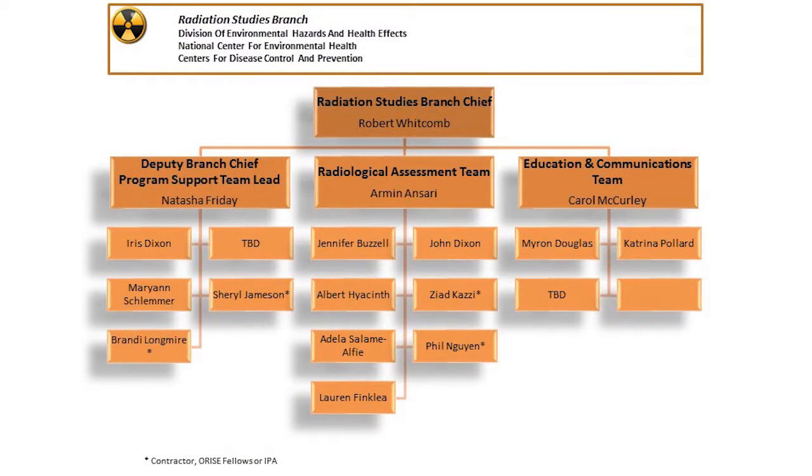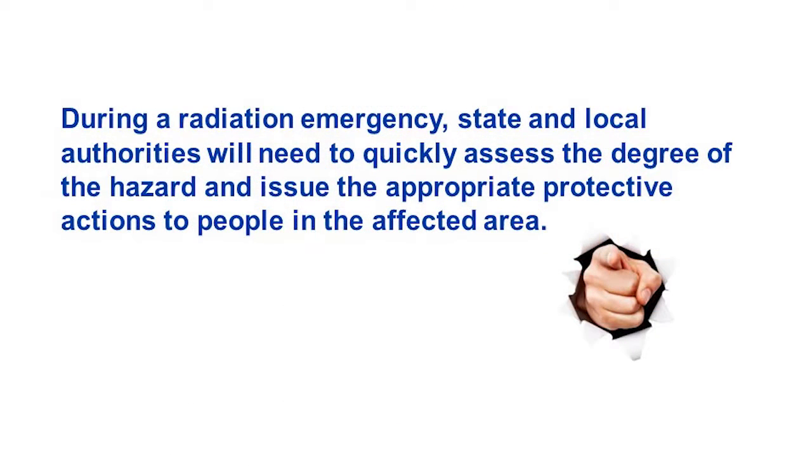Just to give you an idea, I have the organization chart for my branch, the Radiation Studies branch. We're part of the National Center for Environmental Health. And as you can see, we're a very small branch. The technical staff, the health physics staff, we're primarily in the middle. So it's not a lot of us, but we do a lot. We develop a lot of products and tools so we can better assist everybody, because there's not a lot of us to be able to go in person and assist.